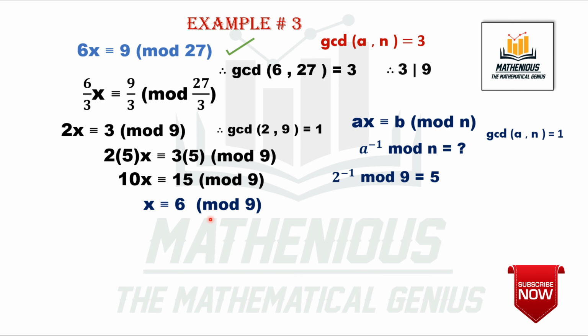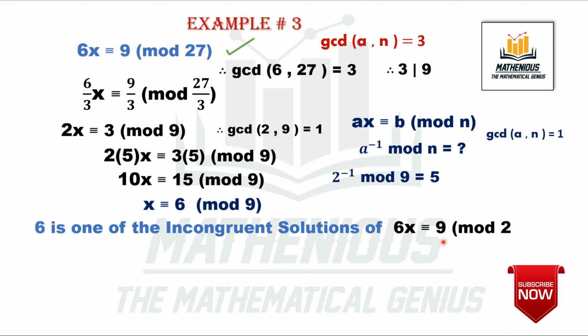So 6 is the incongruent solution for this congruence, and as we know that this congruence is derived from the given congruence, 6 is also an incongruent solution for the given congruence. So 6 is one of the incongruent solutions of 6x is congruent to 9 mod 27. It is one of the incongruent solutions because GCD of a and n is 3, so this congruence has 3 incongruent solutions. One of them is 6.